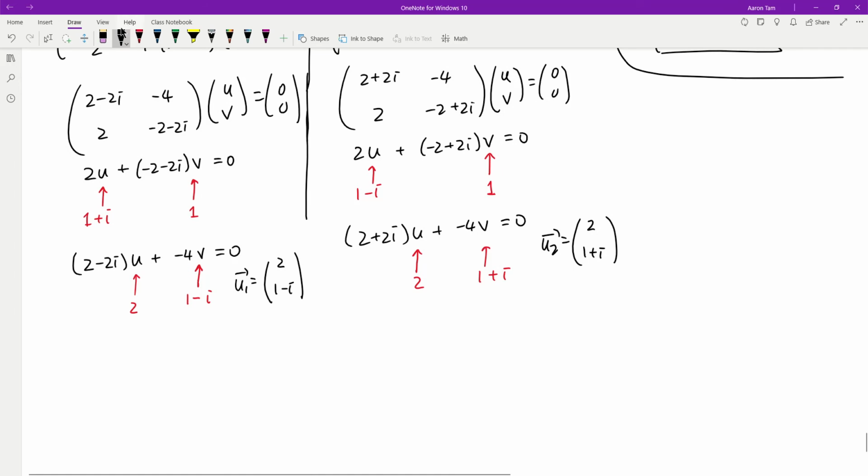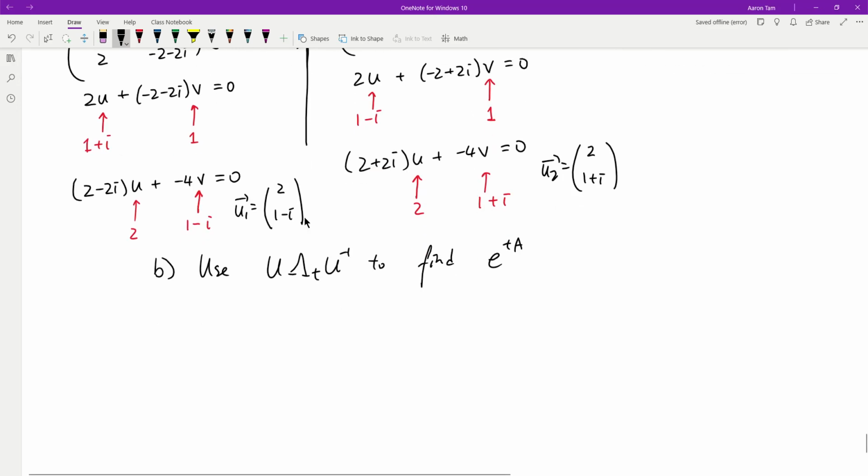Alright, so now let's see, we can do part B. Part B, let's use u lambda t u inverse to find e to the ta. So this would be a little bit of work because we do have to expand everything out, and we cannot use complex exponentials. We have to write it out into sine and cosine. So let's see if we can do this.